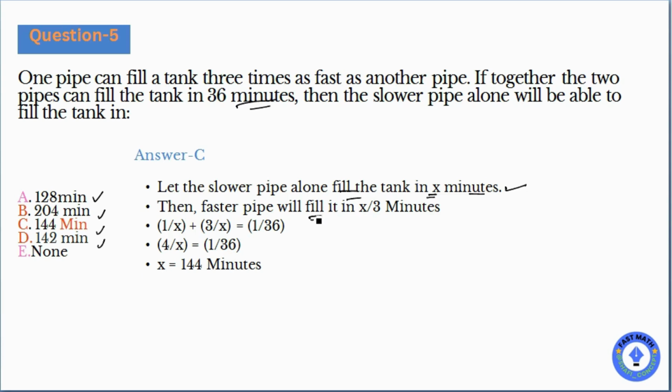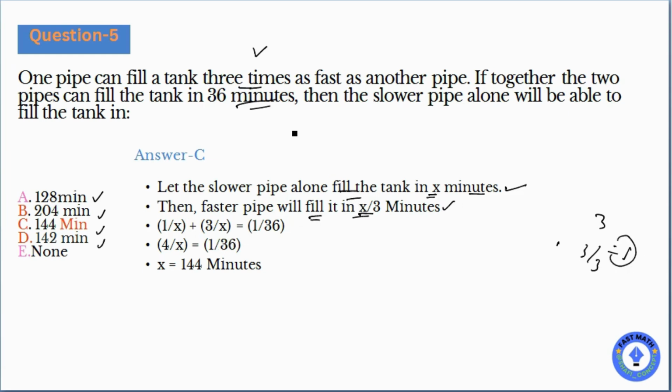Efficiency, because it has 3 times greater efficiency than the first pipe. That's why the faster pipe's time will be x by 3 minutes. As you know, the first pipe's efficiency, you will take 3 hours. The second pipe will take 3 by 3 because it has 3 times more efficiency. That's why it will be considered as 1. That's why it is 1 by 3.